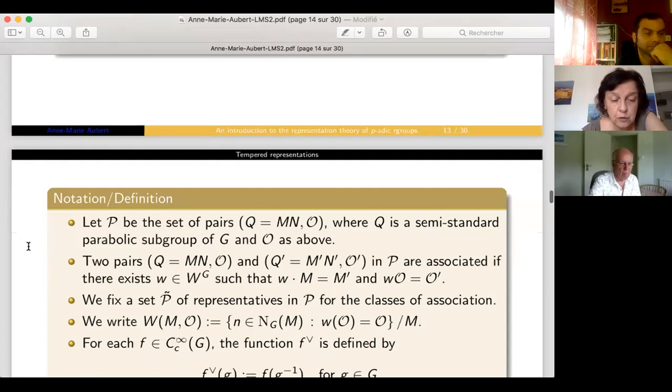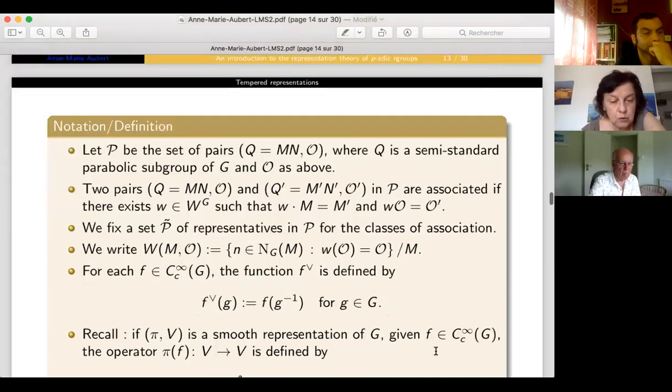And we will also need the following group, denoted by W(M, O). You take the elements in the normalizer of M which fix the orbit O modulo M. And we also need the following notation: when you take a locally constant compactly supported function f on G, then you define the function f check by f check of g equals f of g inverse, for any element g in G.